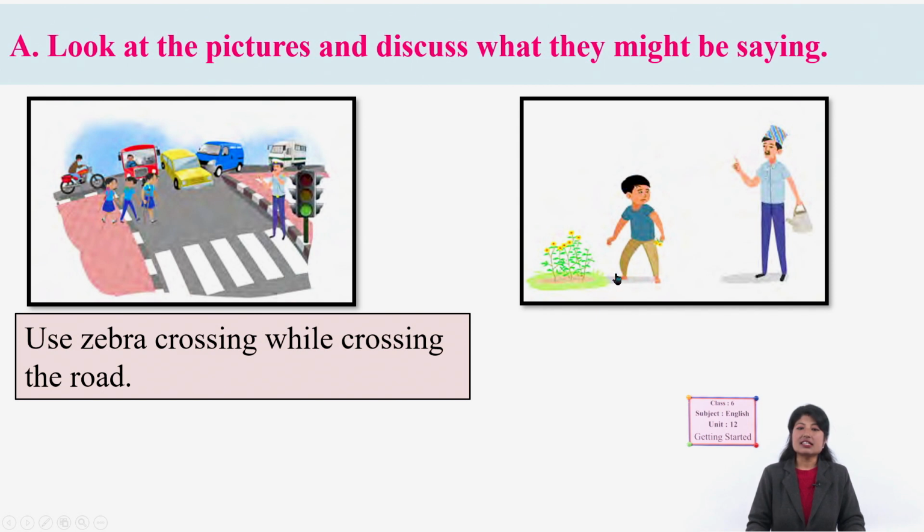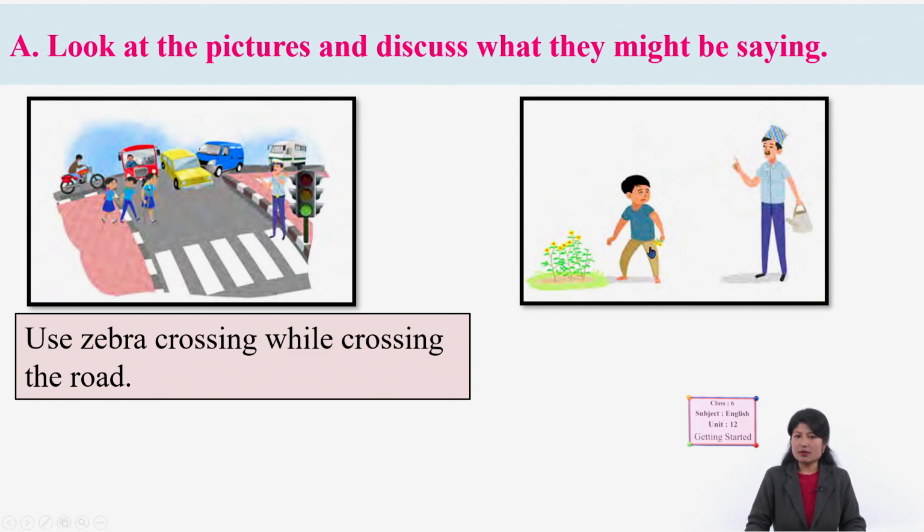Similarly, in this next picture, what is happening? What can you see here? We can see a young boy and a man with a water pot. What can we guess? Who can he be? Yes, he must be a gardener who is going to water the plants. But the situation is different. What is going on? He is pointing his finger towards the boy like this. It seems that it is a warning.